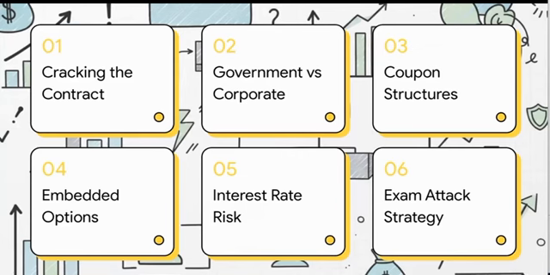So, we are going to attack this material systematically today. First, cracking the bond contract, then government versus corporate, coupon and principal structures, embedded options, the interest rate risk table, and finally, an exam day attack strategy. Let's get right to it.